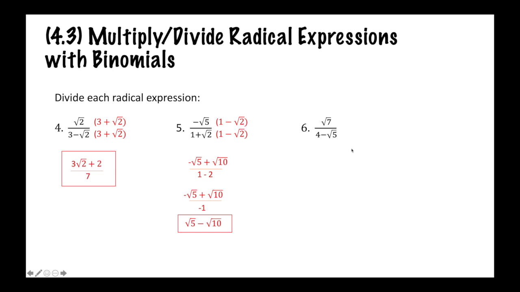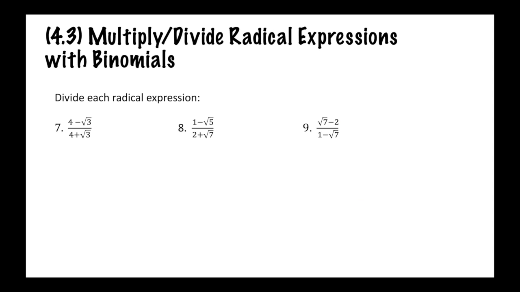Then for number 6, we'll go ahead and multiply this one by 4 plus root 5 as well. Here, if I distribute that root 7 in, it gives me 4 root 7 plus root 35. In the denominator, when I multiply, I've got 4 times 4, which is 16. This would be 4 root 5. This would be negative 4 root 5. They will cancel. Then if I do negative root 5 times root 5, I get negative root 25, which is going to be negative 5. Combining these together is going to give me 11, so that my final answer here is 4 root 7 plus root 35 all over 11.